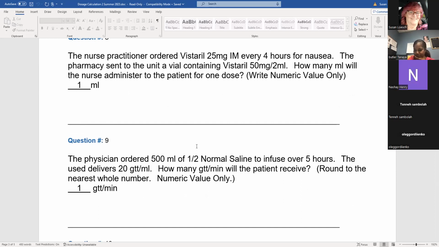Okay, this one says how many drops per minute. As soon as you see that, your brain should say, okay, I need my total volume and my total time in minutes. My answer has to be a whole number. 5 hours. So 500 divided by your 5 hours, which should be 300 minutes, times your 20, right? 300 times... What'd you get? 33. 33. Yeah. Everybody get that?